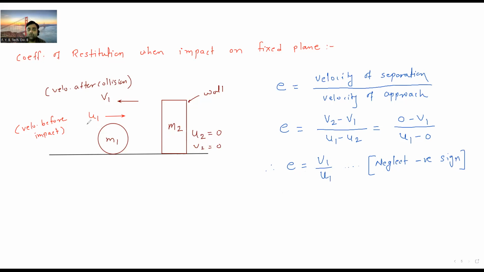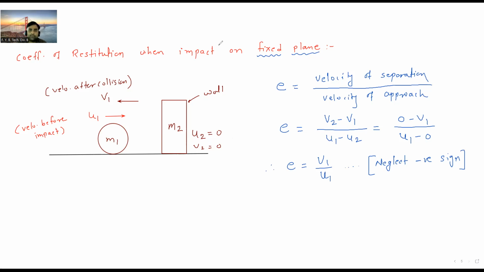So to calculate the coefficient of restitution when the other plane is fixed, u1 is the velocity before impact and v1 is the velocity after impact. If you take the ratio of v1 to u1, you will get the coefficient of restitution in the case of fixed planes. Fixed planes have zero velocity before impact and also zero velocity after impact. Is it clear?